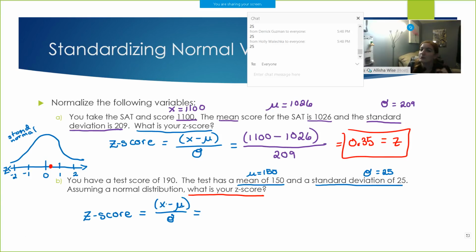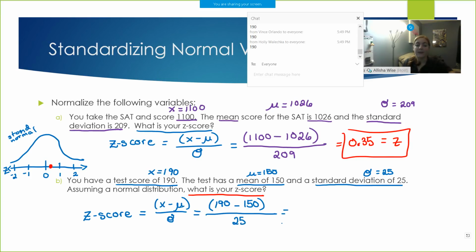Okay, last one, x. What should I plug in for x? Perfect. X is my original value, which happens to be 190. So generally, that's how I pick out the information. I start with my mean and my standard deviation because it's easier to pick out. And then I move to my x value just to make sure I'm not confusing it at all. So let's go ahead and plug that in. My x value is 190. My mean is 150. And my standard deviation is 25.